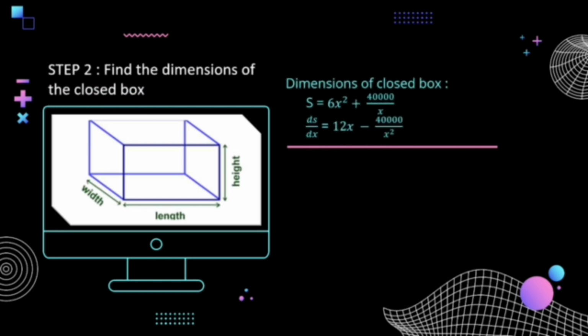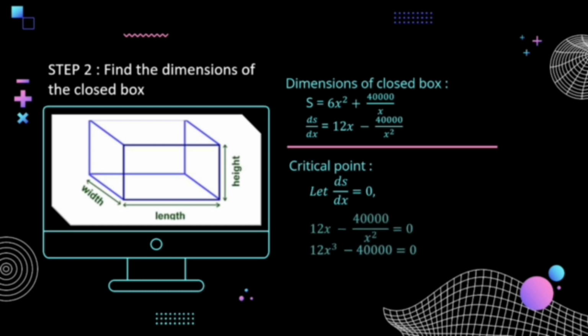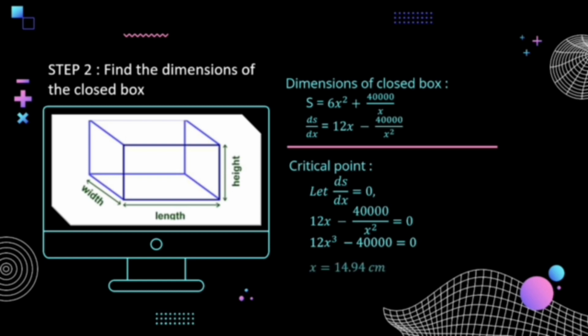Then you need to find the dimension of the closed box: dS/dx equals 12x minus 40,000 over x². You need to find the critical point, so let dS/dx equal 0. dS/dx equals 12x minus 40,000 over x² equals 0. Simplify it to 12x³ minus 40,000, and you get x equals 14.94 cm.